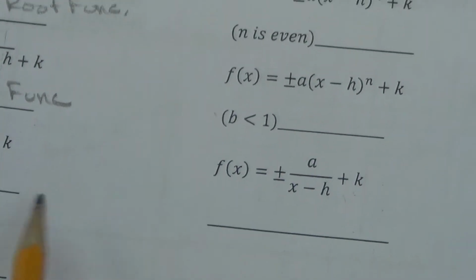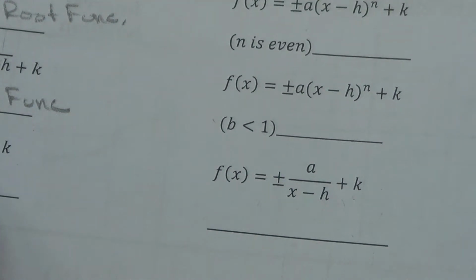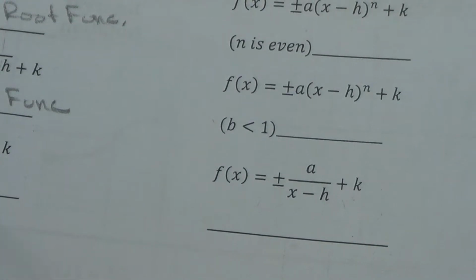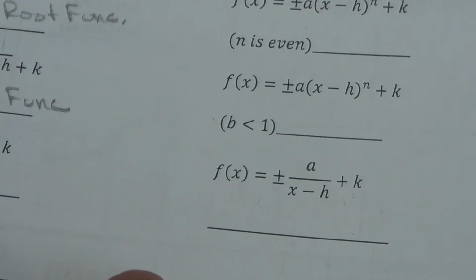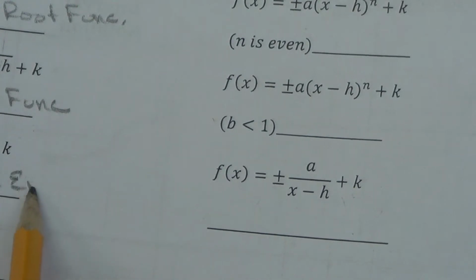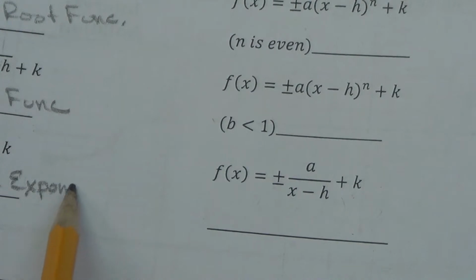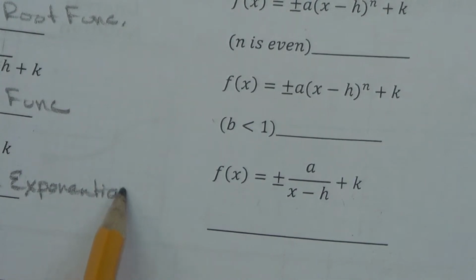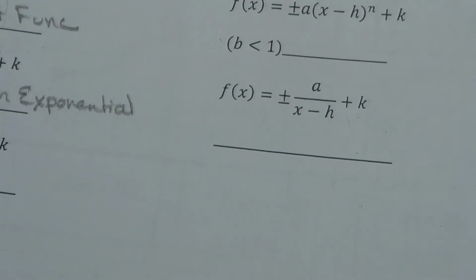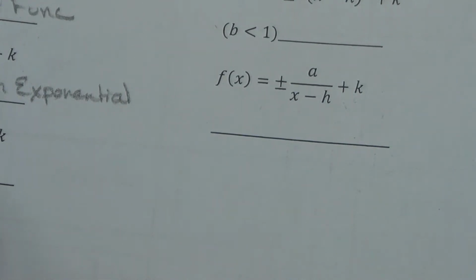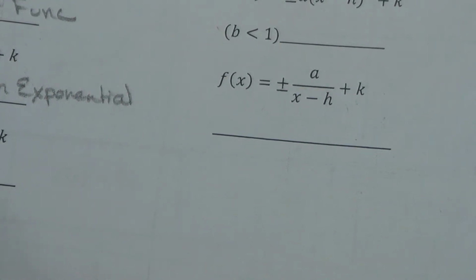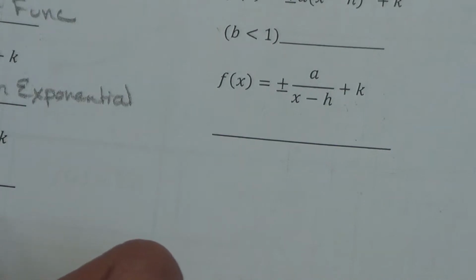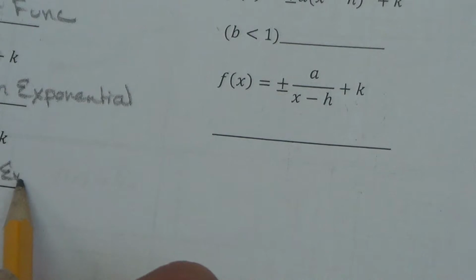The next one, that is an exponential with the x. The b is greater than 1, so as we talked about earlier, that is a growth exponential function. And then on the same exponential function, when b is less than 1, we call that a decay exponential function.